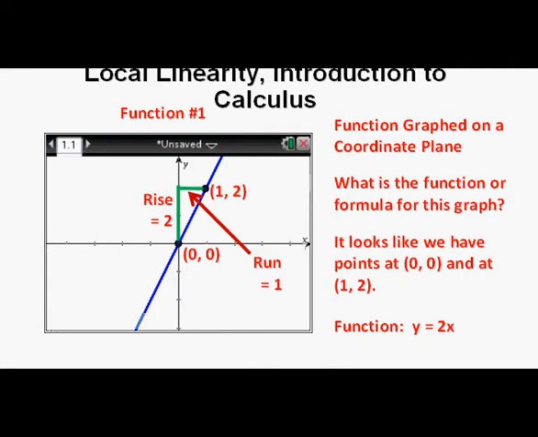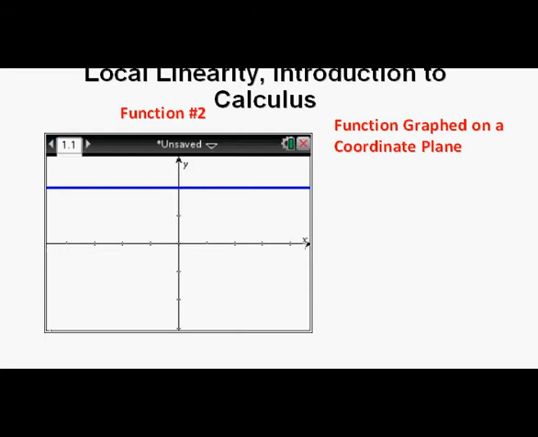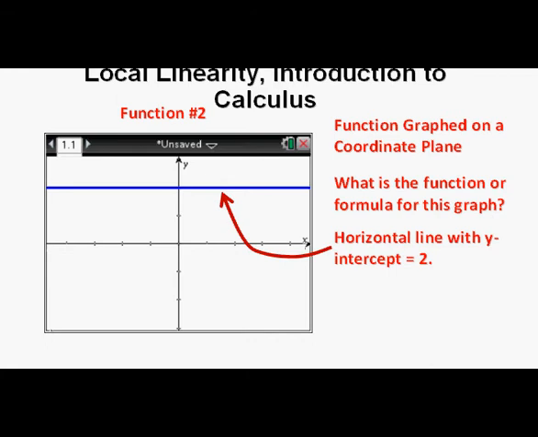Let's take a look at the graph of function number 2, shown here. What is the function or formula for this graph? It looks like we have a horizontal line with a y-intercept of 2. So accordingly, we could say that this function looks like the equation y equals 2.